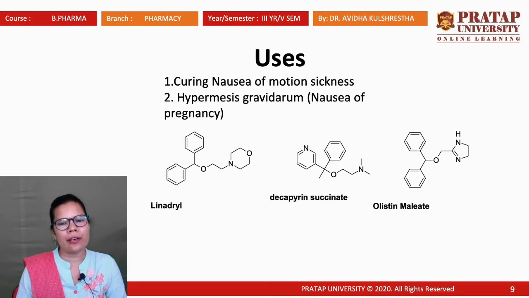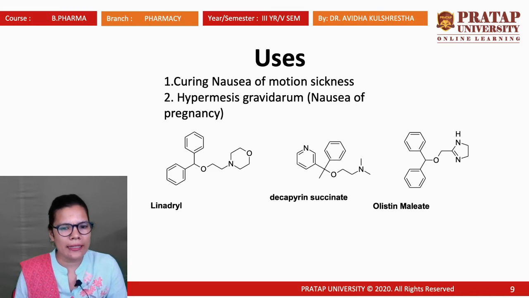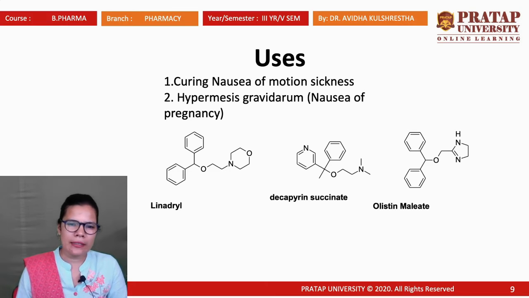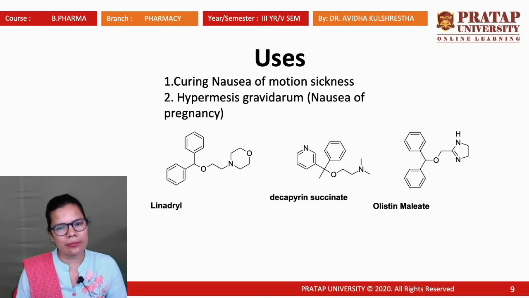The basic use of this compound is curing nausea, motion sickness, and hyperemesis gravidarum. Hyperemesis gravidarum is a kind of complication which occurs during pregnancy. The females feel nausea, motion sickness, or vomiting, a simple complication which generally occurs during pregnancy, for which we can use it.